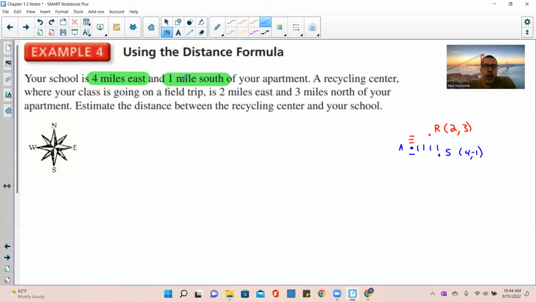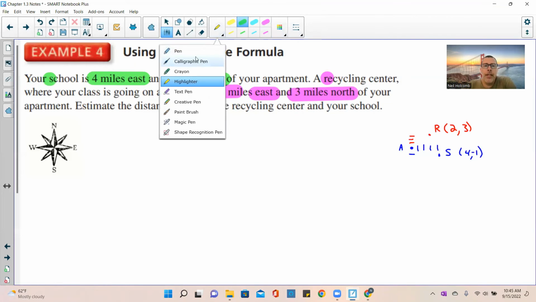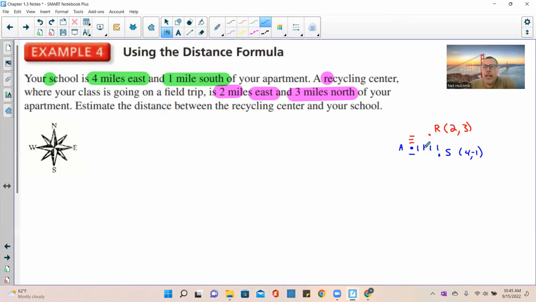We got those points from 2 miles east, 3 miles north. That's the recycling center, and the school is 4, -1. Now it says, how far is R from S? So you would write a formula: RS equals the square root of x sub 2 minus x sub 1 squared plus y sub 2 minus y sub 1 squared. Always step 1, write the formula. Step 2, substitute the givens.